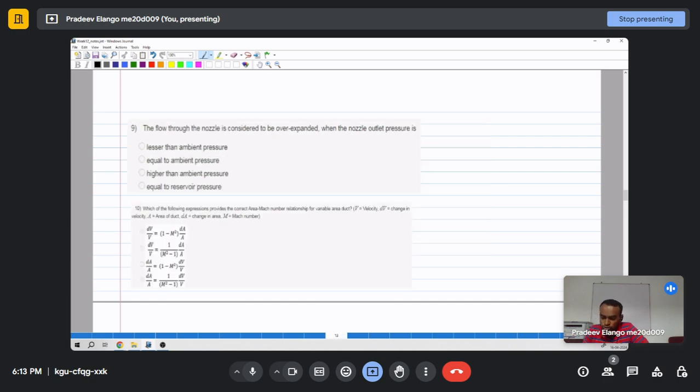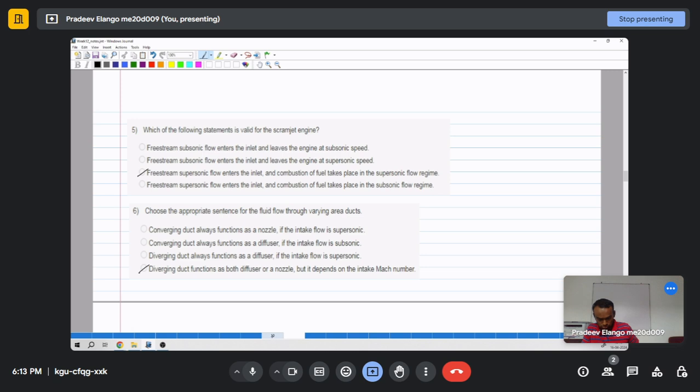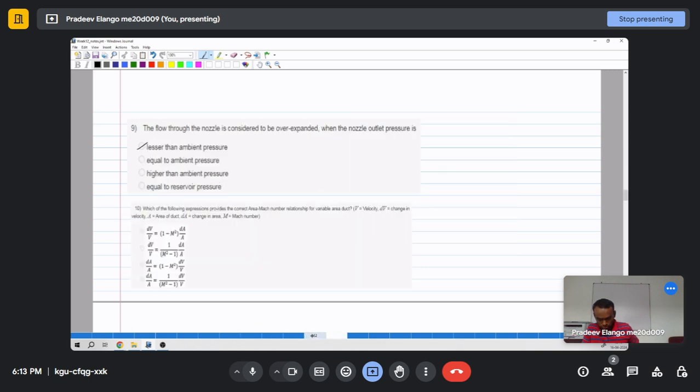The flow through the nozzle is considered to be overexpanded when the nozzle outlet pressure is less than the ambient pressure. And B is correct.